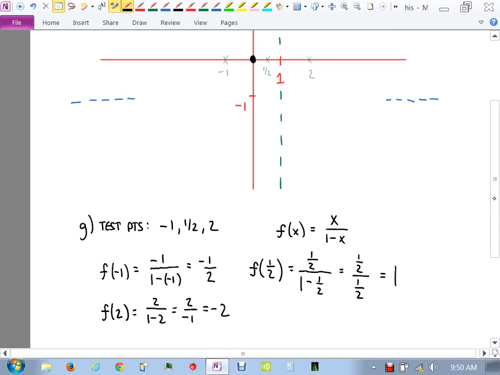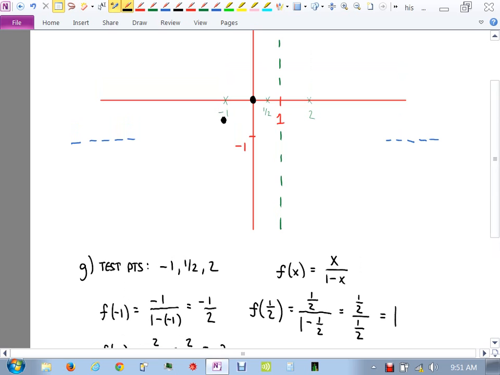First of all, at -1, where am I? -1/2. So I go to the left 1 and down 1/2, which is about right here. At 1/2, where am I? At 1. So I go right 1/2 and go up 1, which would put me about here. And then at 2, I was at, where? At 2, I'm at -2. So down 2 would put me about here.